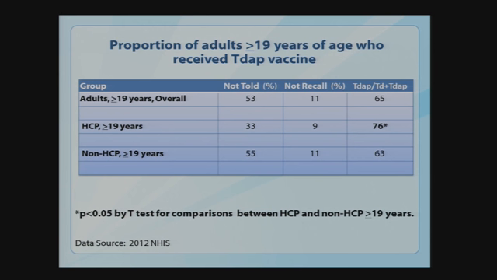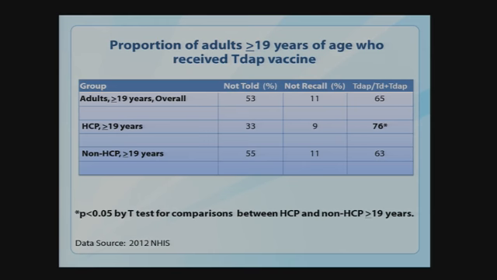Looking at the proportion of adults who received Tdap among those who received any tetanus vaccination, among adults 19 and older who received a tetanus vaccination during the period 2005 to 2012, 53% either were not told, another 11% could not recall the vaccination that they received. Of the remaining persons who received tetanus vaccination in that group, 65% reported receiving Tdap.